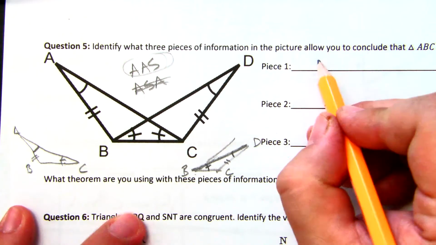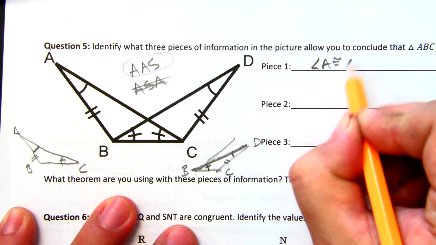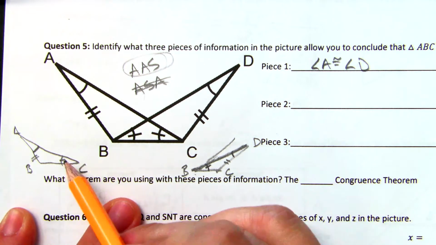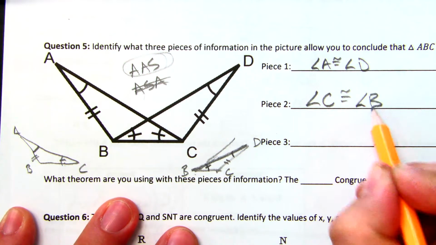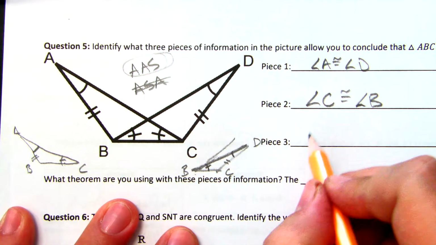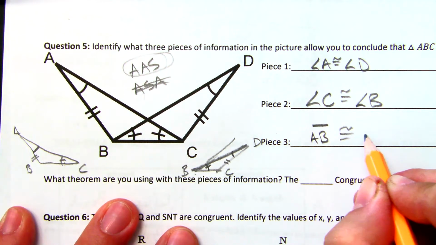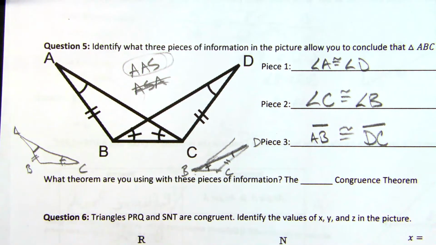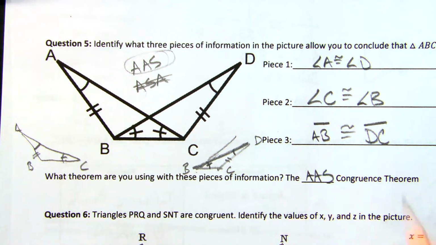So let's just list what we have. First angle. We know that angle A is congruent to angle D. We know that angle C is congruent to angle B. And we know that side AB is congruent to side DC. What theorem are we using? We're using the AAS congruence theorem.